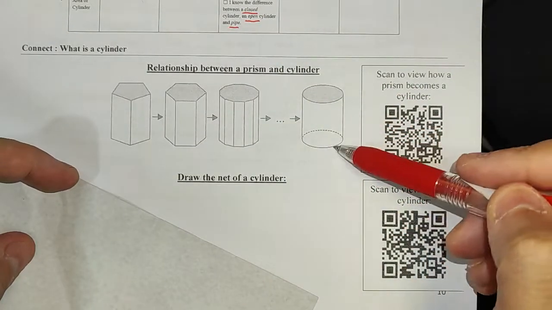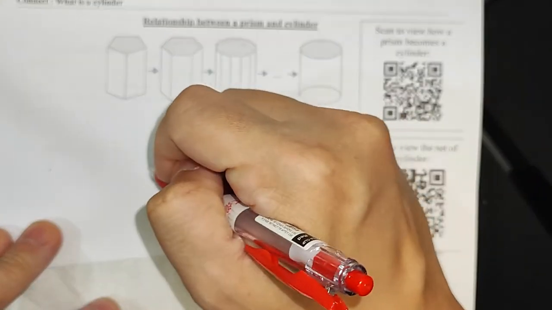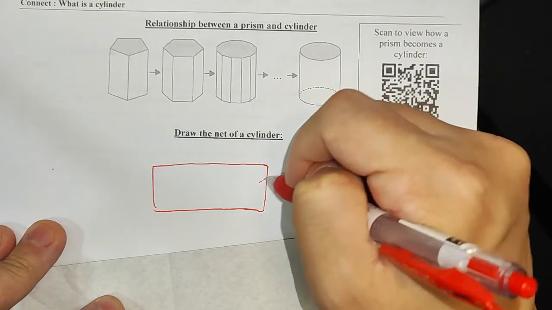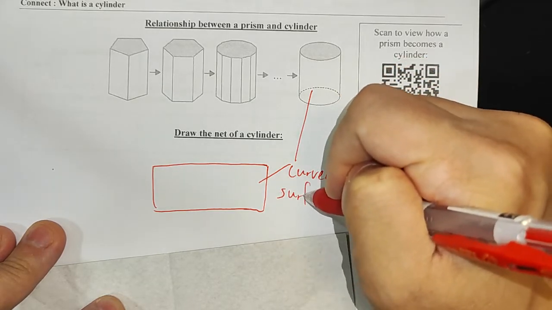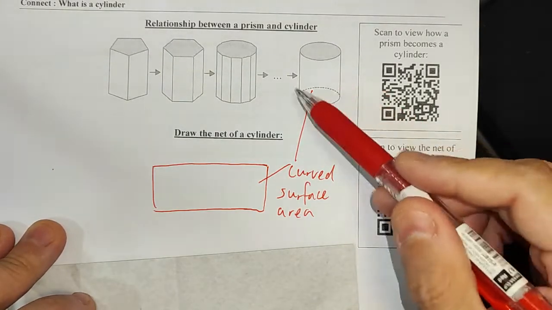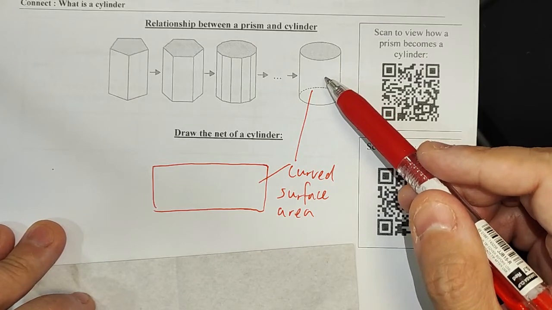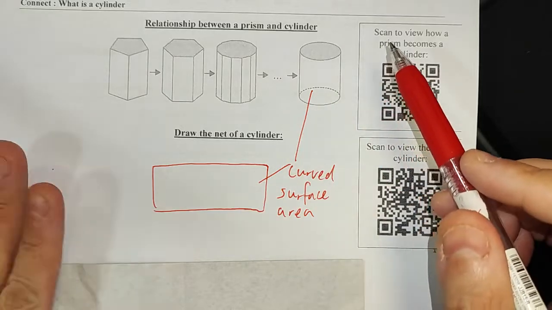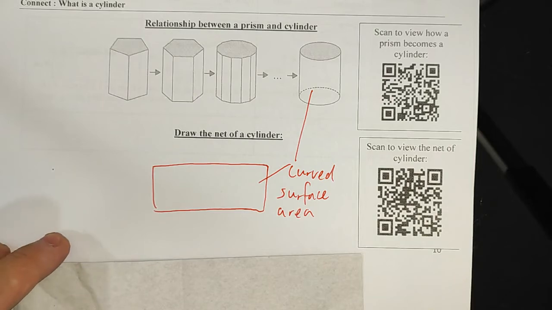The unshaded region here, if we open it up, becomes a rectangle. And this rectangle we call the curved surface area. Something to take note of: the curved surface area is not the circle. The circle is flat. It is 2D, so it is not curved. This at the side here is the curved surface area.